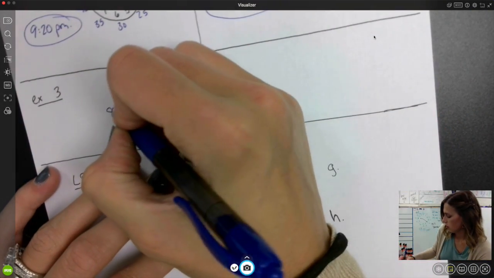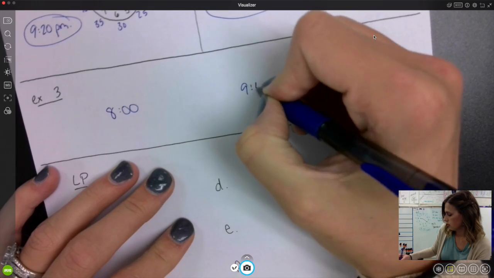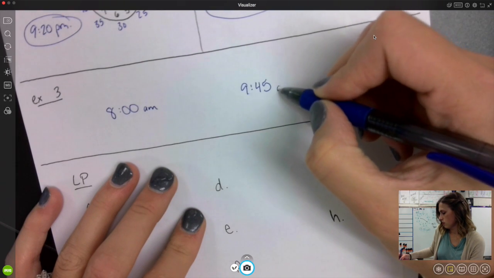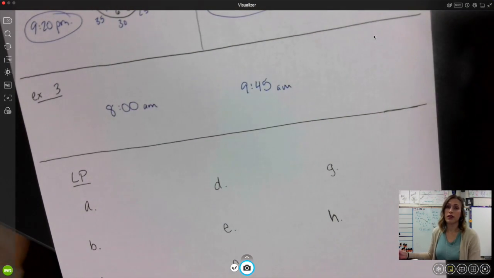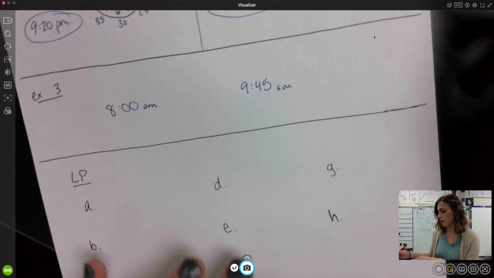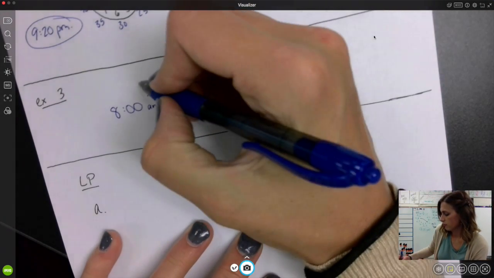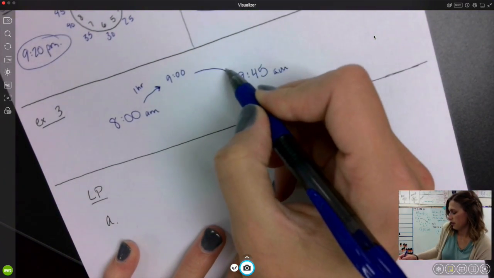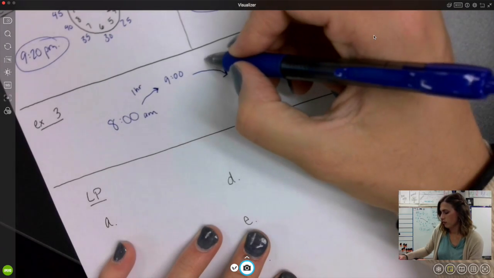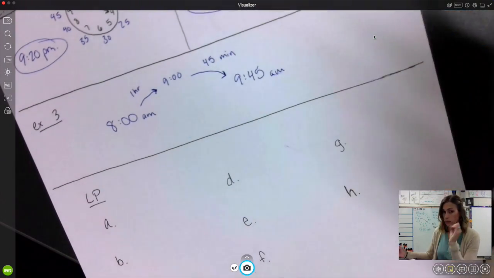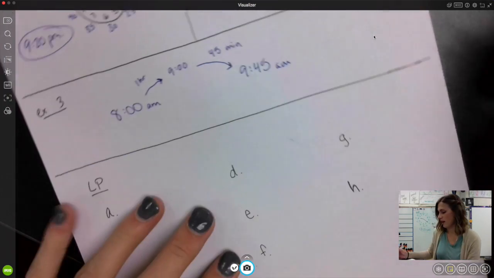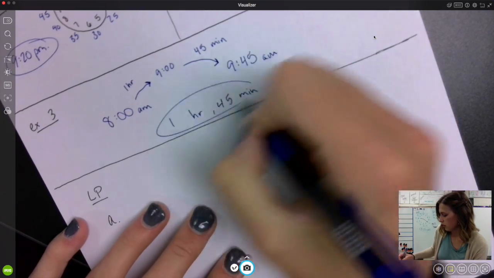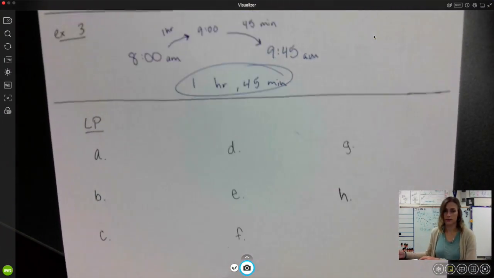So he started at 8 o'clock, and he finished at 9:45. Right, they're both a.m. So I have to figure out how much time passed from 8 o'clock to 9:45. So first thing I'm going to do, I'm going to add an hour. An hour would get me to 9, and then how many minutes is it from 9 to 9:45? Well, 45 minutes, right? From 9 was 0 minutes to 45 minutes would be 45 minutes. So I get 1 hour, 45 minutes is how long it took Hector.